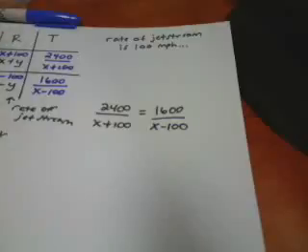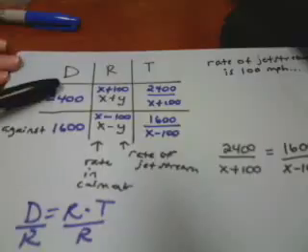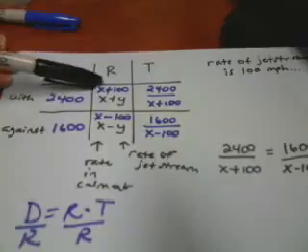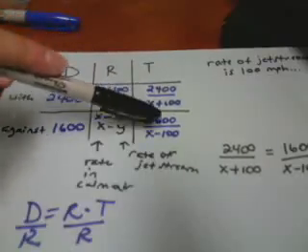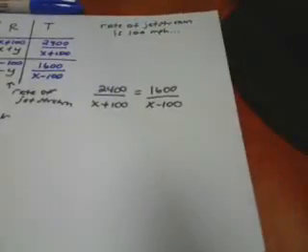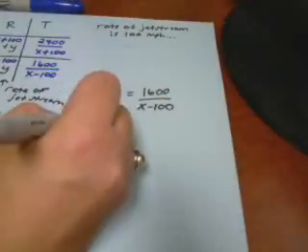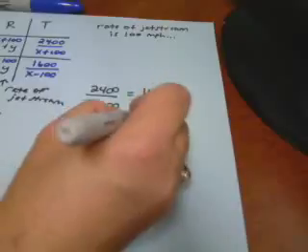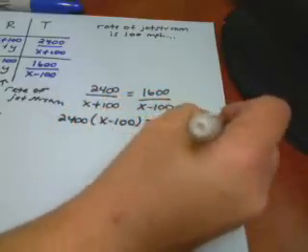If you can't set up the chart, getting the equation set up is going to be a little bit difficult. So there's my chart. I'll show it to you one more time. Distance with, distance against. Rate with, rate against. Time is distance over rate. Now I'm going to solve my algebraic equation. How do you solve when you have two fractions that are set equal to each other? You just cross multiply. So I'm going to do 2,400 times x minus 100 equals 1,600 times x plus 100.